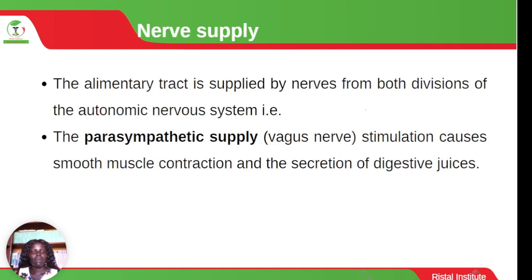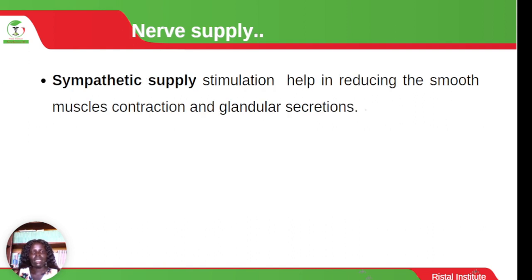Nerve supply. The alimentary tract is supplied by nerves from both divisions of the autonomic nervous system. The parasympathetic supply, which is the vagus nerve, stimulation causes smooth muscle contraction and the secretion of digestive juices. Then the sympathetic supply helps in reducing the smooth muscle contraction and the glandular secretions.